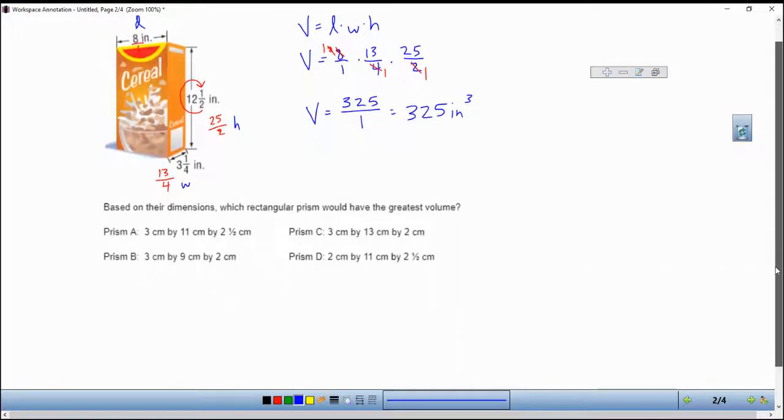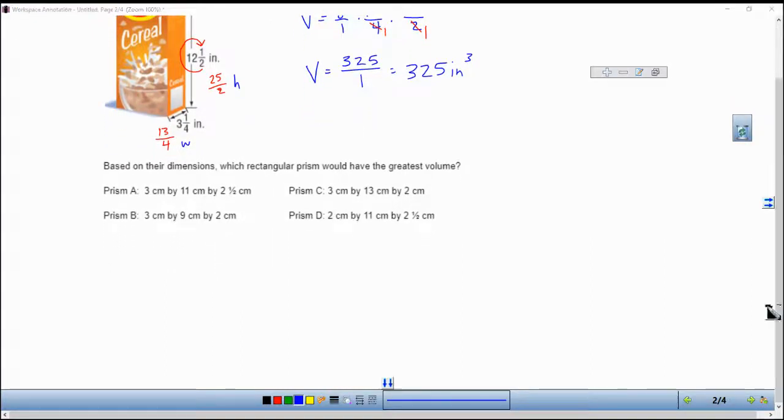So again, that's another case where the swoop can come in handy. Now we're looking at a question that's a little different. It says, based on their dimensions, which prism would have the greatest volume? So, which rectangular prism would have the greatest volume?